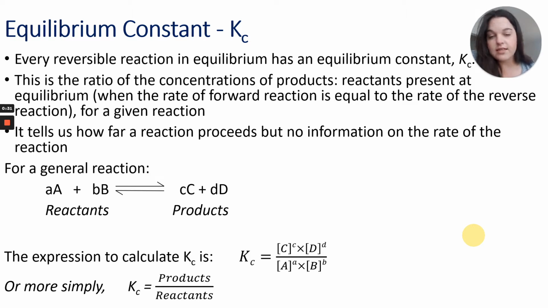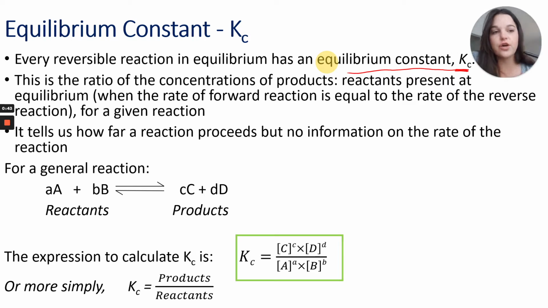If it does exist in equilibrium, then it will have an equilibrium constant, which we denote with this little symbol, Kc. Kc is the ratio of the concentrations of products to the concentrations of reactants present at equilibrium. And remember, we know it's at equilibrium when the rate of the forward and reverse reactions are equal. Kc gives us some information about how far a reaction proceeds. Does it form a lot of products, or does it just form a little bit and sit mostly towards the reactants? The key thing here is it doesn't give us any information about the rate of the reaction.